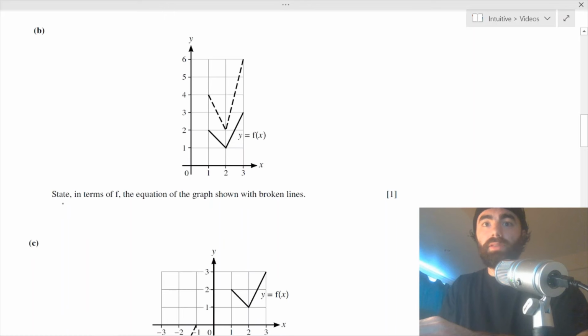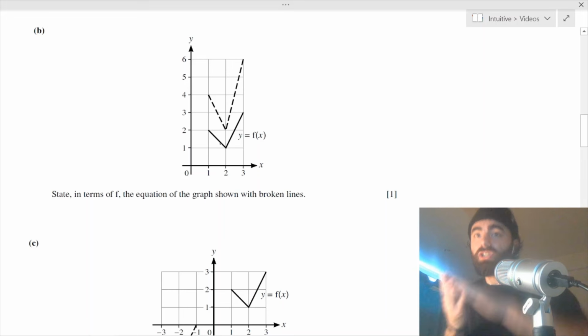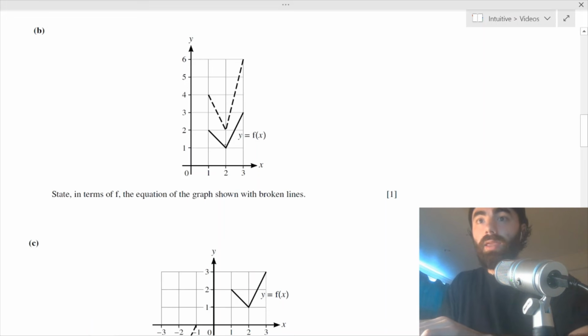Okay, what about this one? State in terms of f, so same thing. Well, you might think, okay, we're shifting this up, but actually if you look at it, we're actually stretching this in the y direction. Here our y was at 1, and here now it's at 2. Here this point is at y equals 2, well this is now at y equals 4, and here this point was at y equals 3, well now this point is at y equals 6. So we're doubling our f of x values, or our y values.